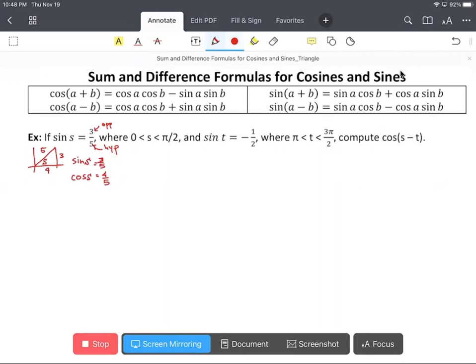Now let's look at sine of t. It's in the third quadrant because t is in between pi and 3 pi over 2. So using SOHCAHTOA, opposite is -1 and hypotenuse is 2. And you can use the Pythagorean theorem in order to find the adjacent. So adjacent squared plus -1 squared equals hypotenuse squared. So adjacent squared is equal to 4 minus 1, which is adjacent equal radical 3.